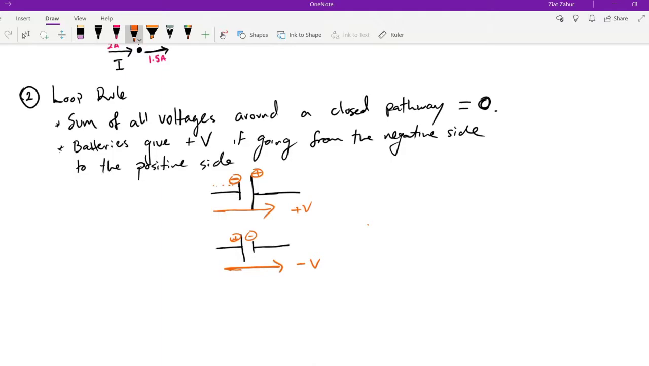All right. And of course, resistors. There is an easier way to look at it. It would be if the direction of the current flow matches the direction of the pathway, resistors drop voltage, which is another way of saying subtract V.